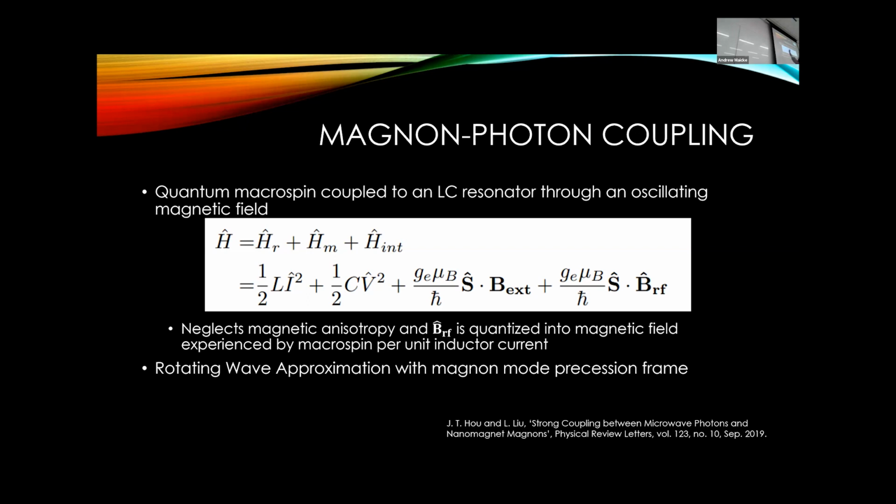So in practice, we take this Hamiltonian and do the rotating wave approximation, where you flip it into a form where your Hamiltonian is in the frame of the magnon precession. So then all of your dynamics are described from the point of view of the magnon.